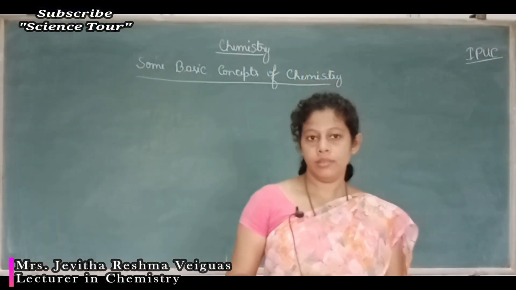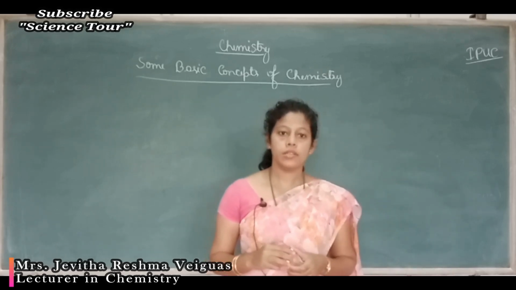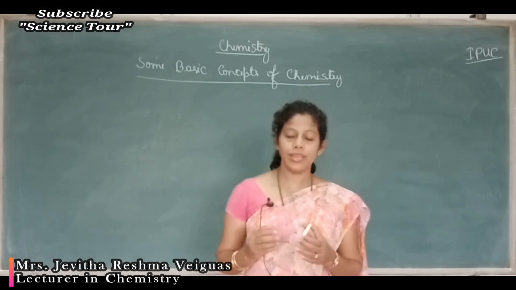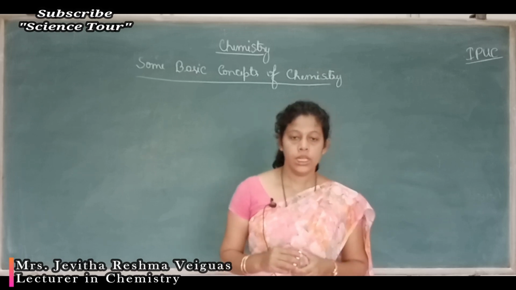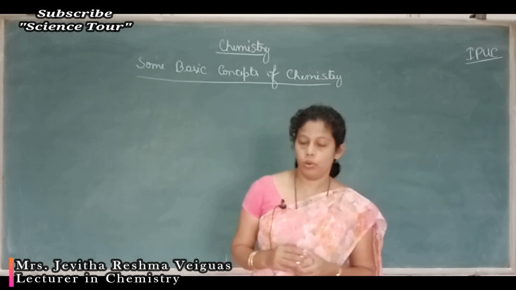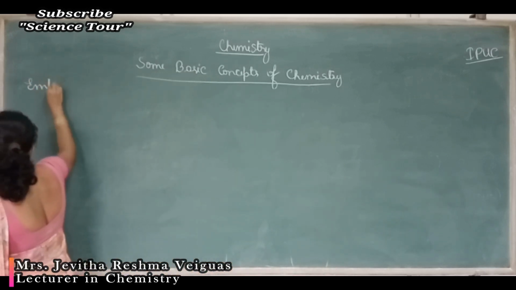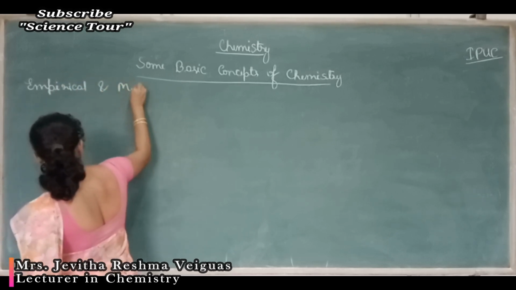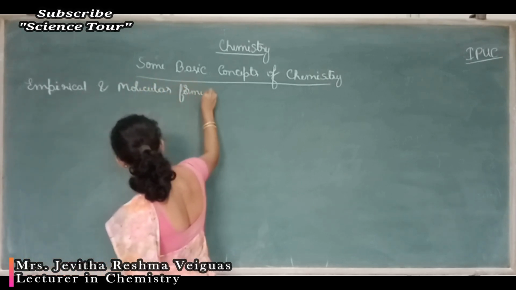Students, in the chapter Some Basic Concepts of Chemistry, we have discussed the percentage composition of the elements in a given compound. By using the percentage composition, we can determine the empirical and molecular formula of a compound. Today we are going to discuss empirical and molecular formula.